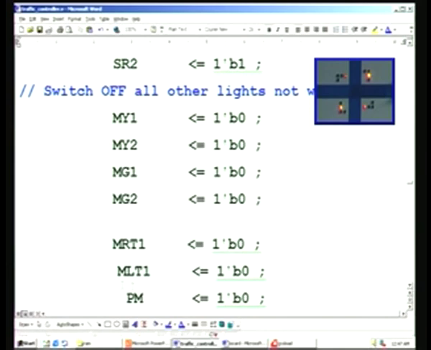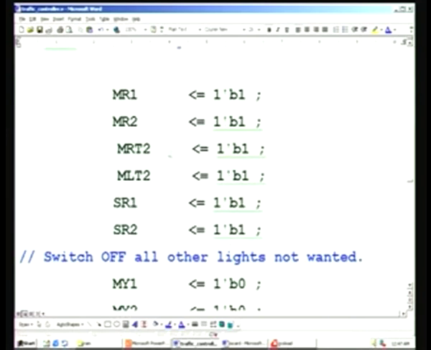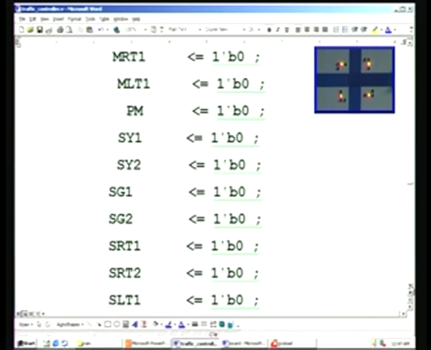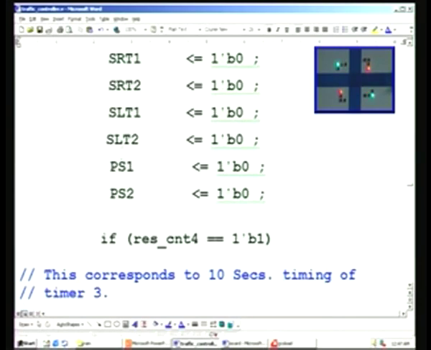So, you can see right is allowed here, right as well as left flow from the second the main road, and all other lights are off here, and you can see this left side as well as pedestrian signals are all off here.